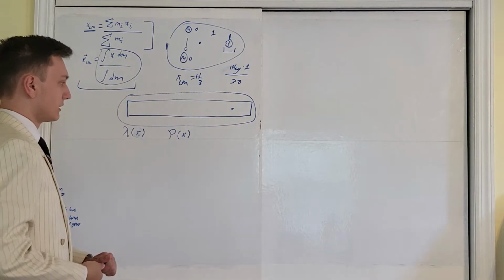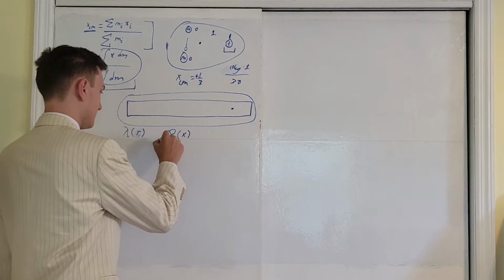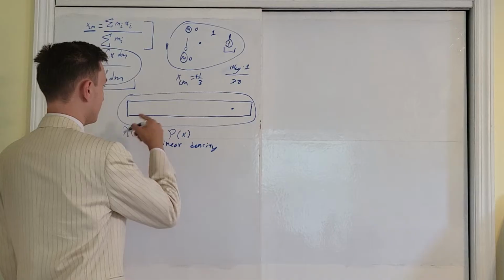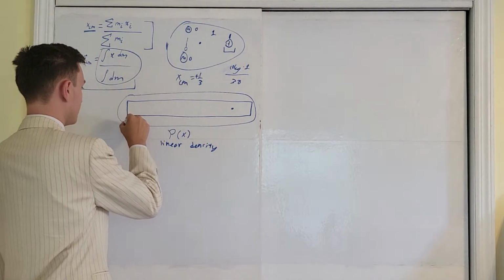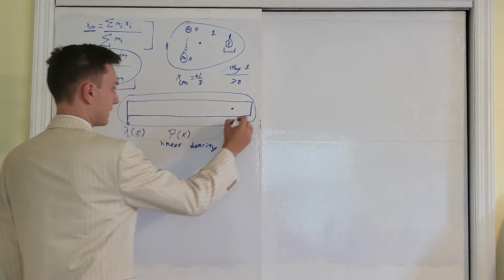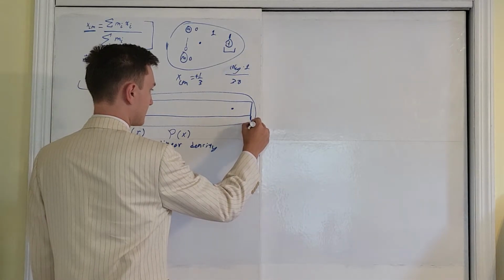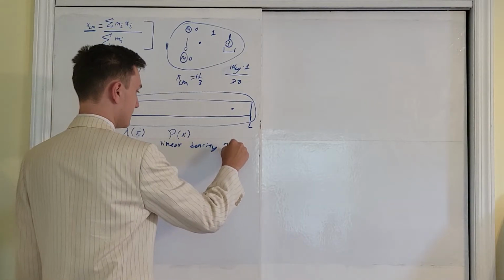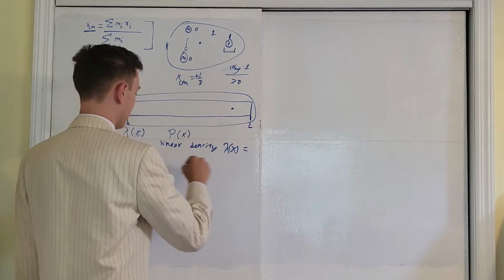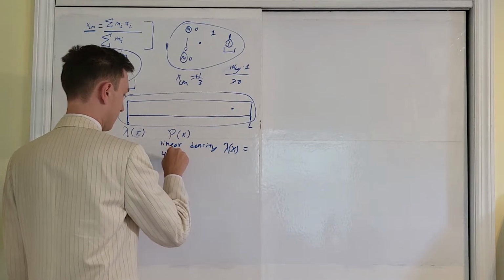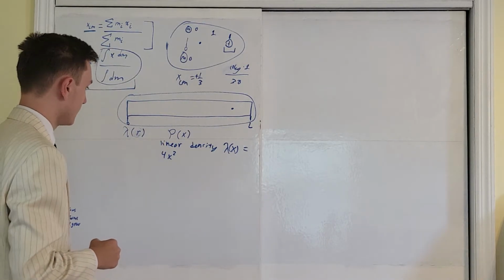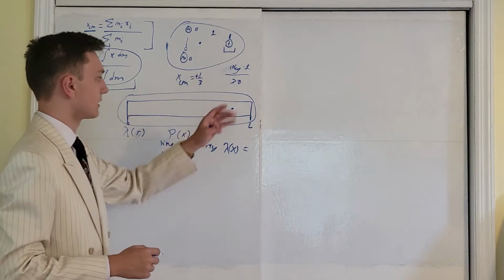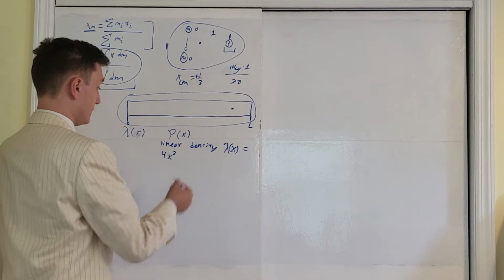Let's say that you're given a problem that states the linear density of this rod, if we define our 0 point at the left side and our right side is defined as the length of the rod, L, the linear density of the rod, lambda of x, equals, let's say, 4x squared. So just looking at that equation, we know that on the left side of the rod, we're going to be much less dense, and on the right side of the rod, we're going to be much more dense. What do we do now?